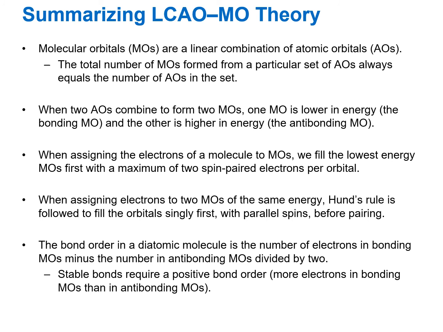And then the last bullet says the bond order in a diatomic molecule is the number of electrons in bonding molecular orbitals minus the number of electrons in anti-bonding molecular orbitals divided by 2. That's our formula that we're using to calculate that bond order and figure out whether or not we have a stable union between 2 atoms.